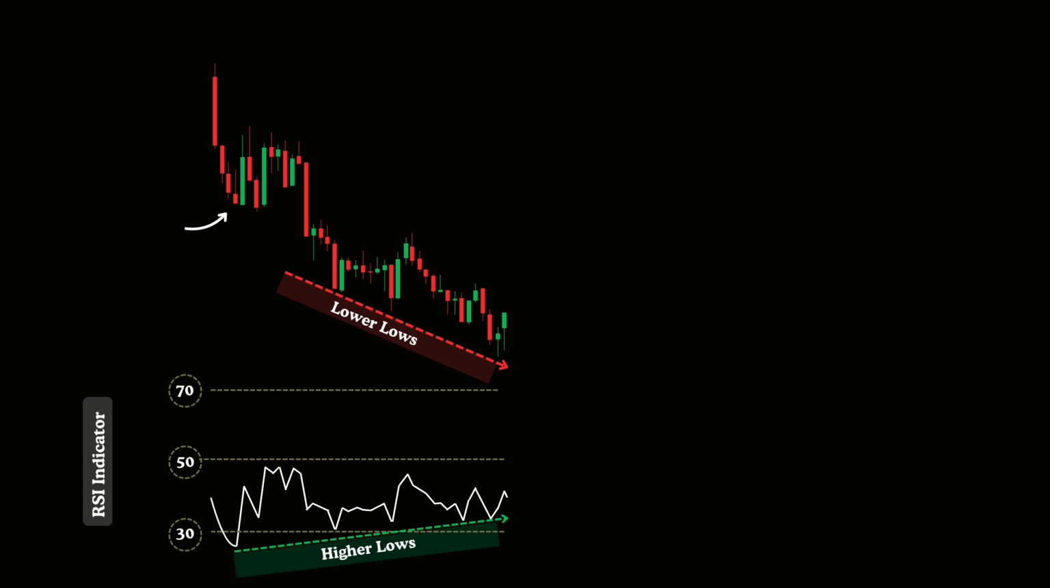Initially, when the price dropped, the RSI fell below around 30, but later, as seller strength decreased while the price kept falling, the RSI slowly moved upward. This indicates the market's price momentum and speed are declining, suggesting a high probability of reversal.